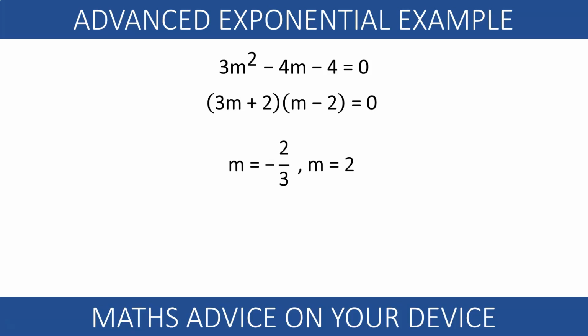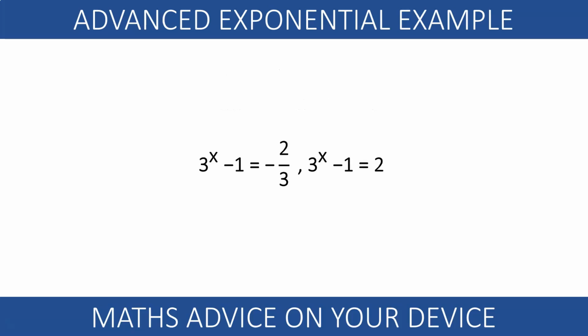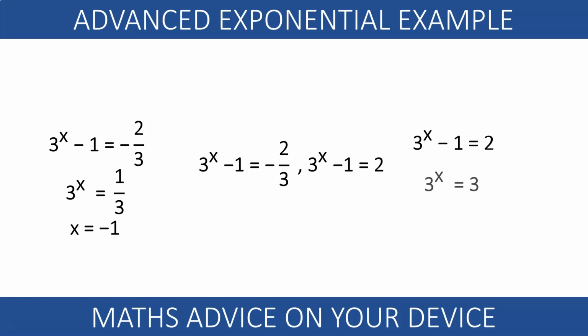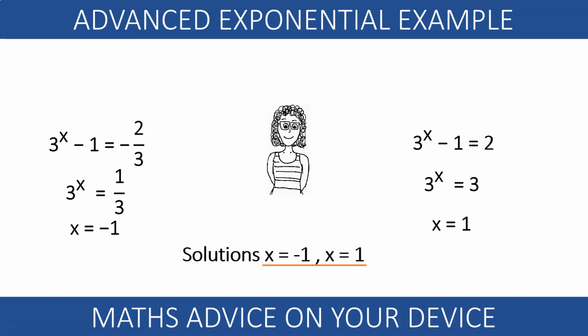All we have to do now is solve for x. Since m equals 3 to the x, either that equals minus 2/3 or that equals 2. Solving the first one, 3 to the x must be 1/3, so x is negative 1. And solving the second one, 3 to the x must be 3, so x equals 1. Voila, the two solutions of our exponential example.